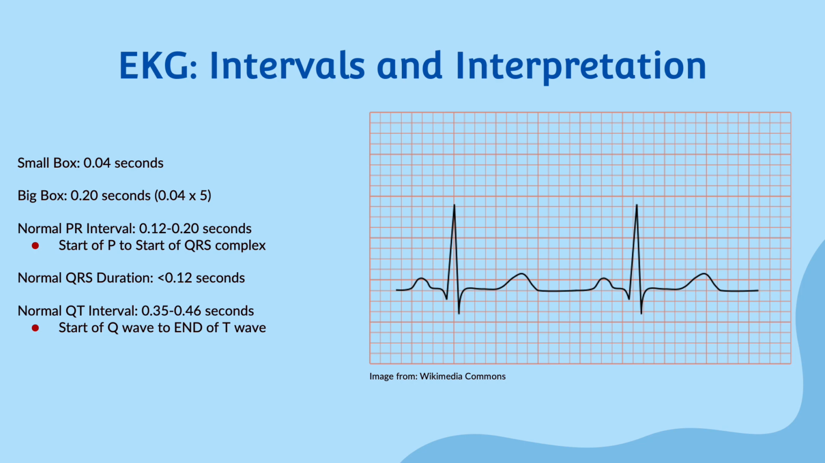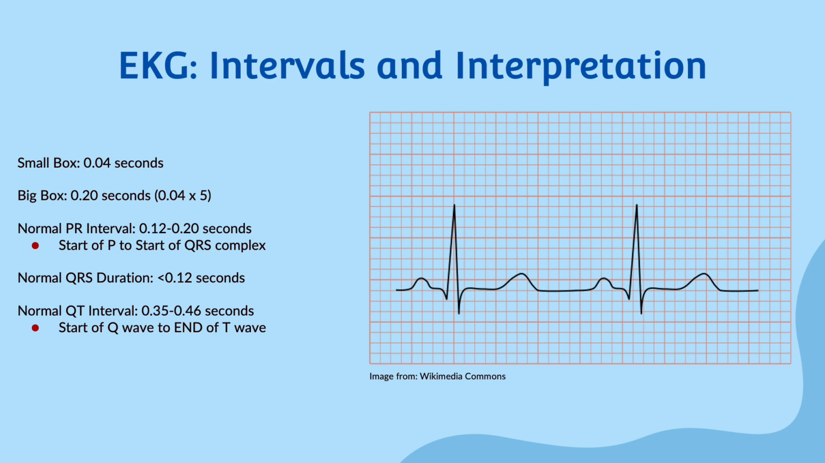On an EKG, each small box represents 0.04 seconds and each large box represents 0.20 seconds. In other words, each large box consists of 5 smaller boxes. This information is especially important when interpreting the duration of the QRS complex, the PR interval, and the QT interval.